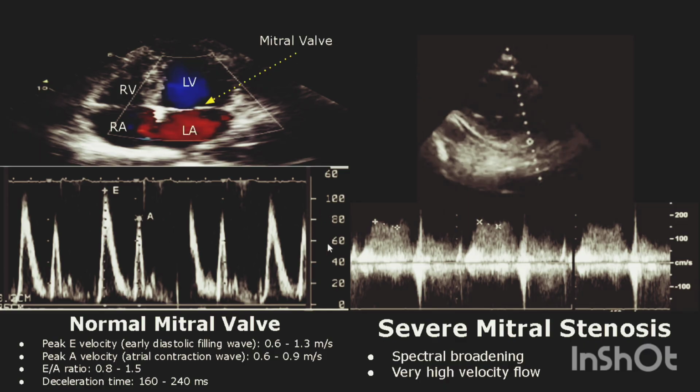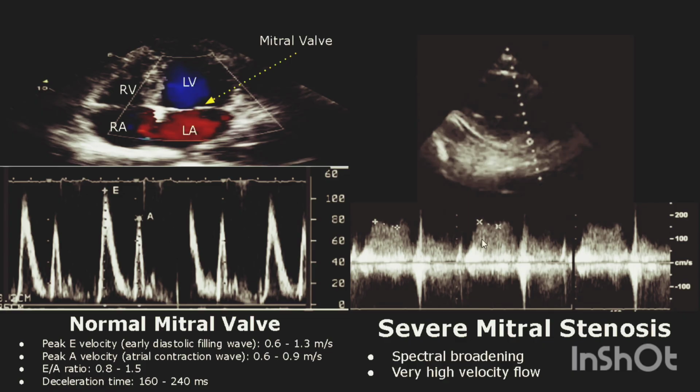The EA ratio is the ratio of velocities of E and A wave. The normal ratio is between 0.8 to 1.5 approximately. The normal deceleration time is between 160 to 240 milliseconds. It is the time it takes for the peak velocity to come down to zero.